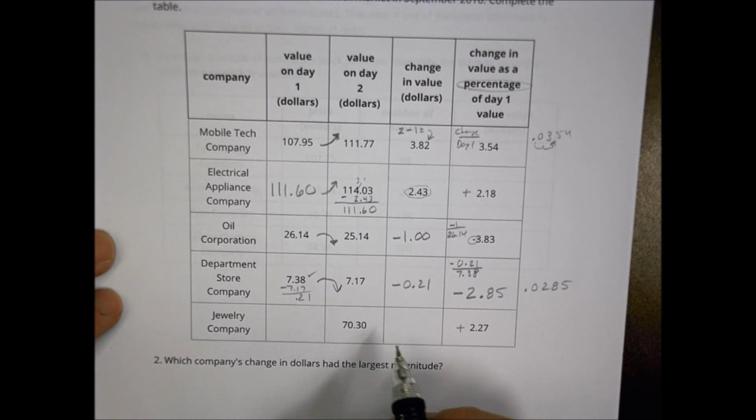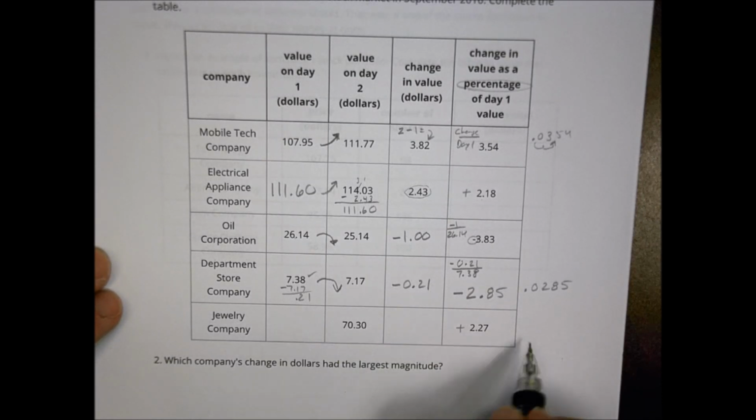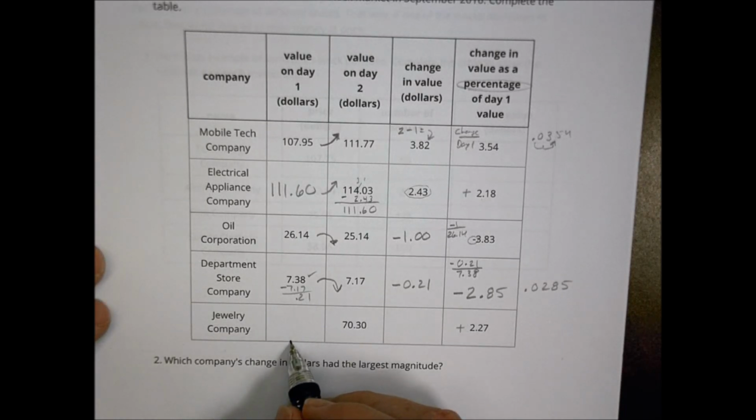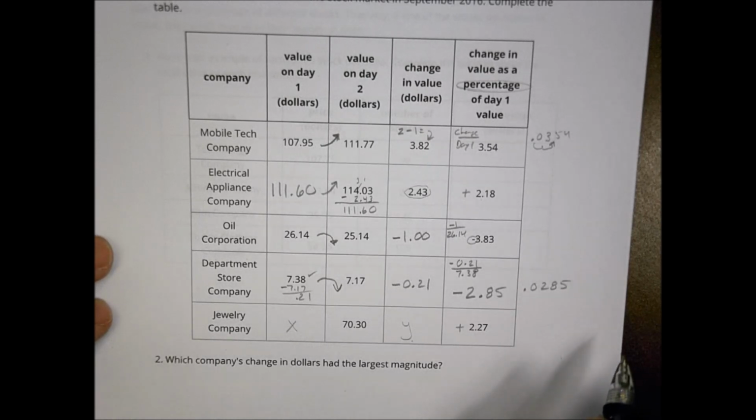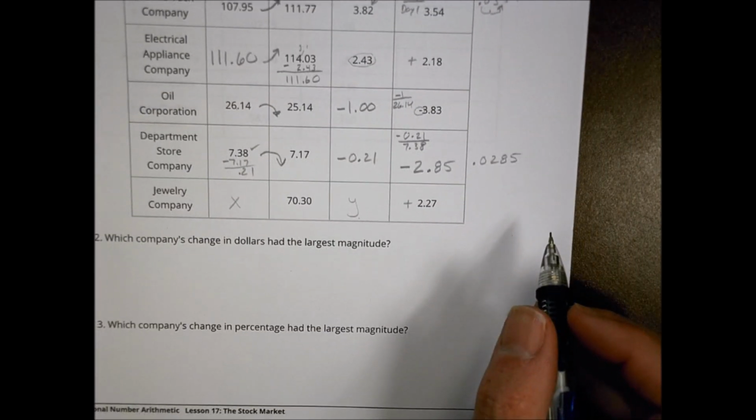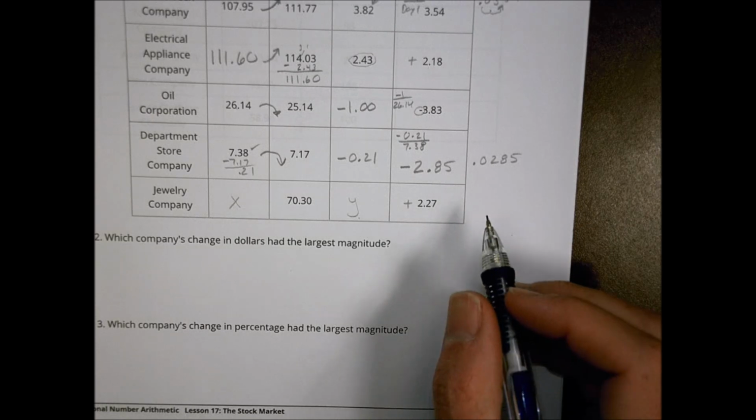Here on the jewelry company, this is probably the toughest one in this whole set, probably for the whole lesson today, because we don't have a value here or a value here. I'm going to call this spot X for now, and I'm going to call this Y. I'm going to move this up a little bit so we have some space to work on this.